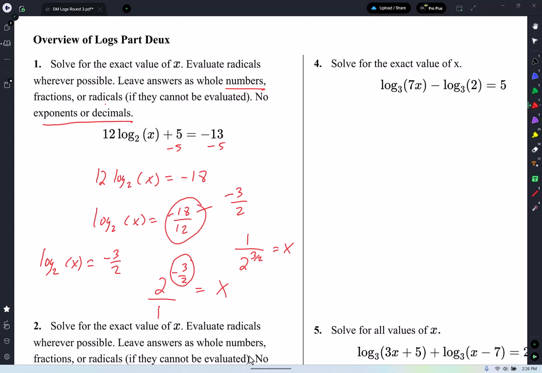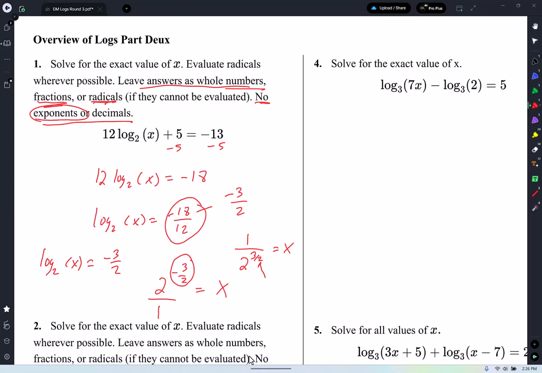Okay, now what? Look what it says here. It doesn't want any fractions or radicals. Let's see, or leave answers as whole number fractions or radicals. It does want fractions, but it doesn't want exponents. Look, it says no exponents. At the moment, will it take this? No, I have an exponent.